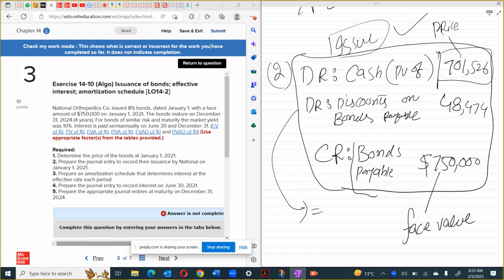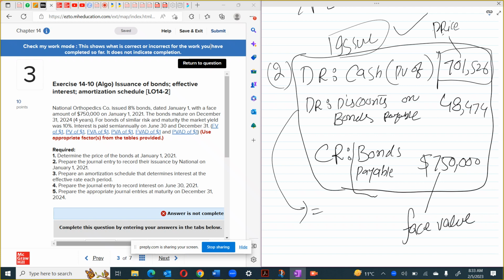Okay. Now I am moving to requirement number 4. Prepare the journal entry to record interest. You have to record interest at every period because the interest is paid every period. But see the requirement carefully. He's asking what the entry is at 30th June. So you need this column only, and the entry is the same.